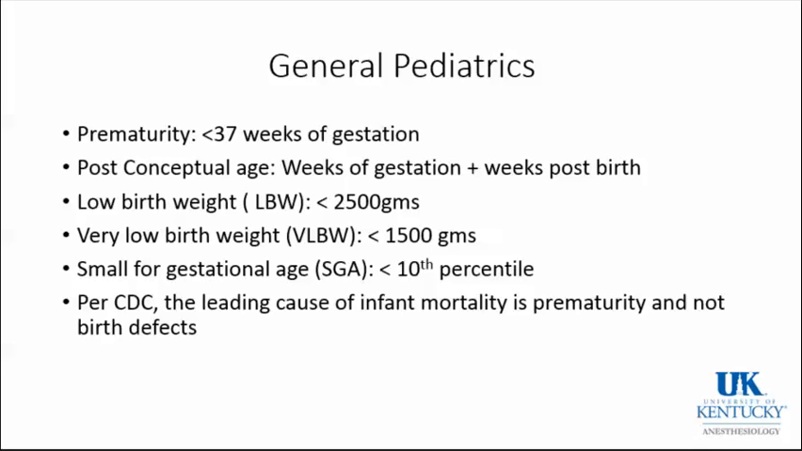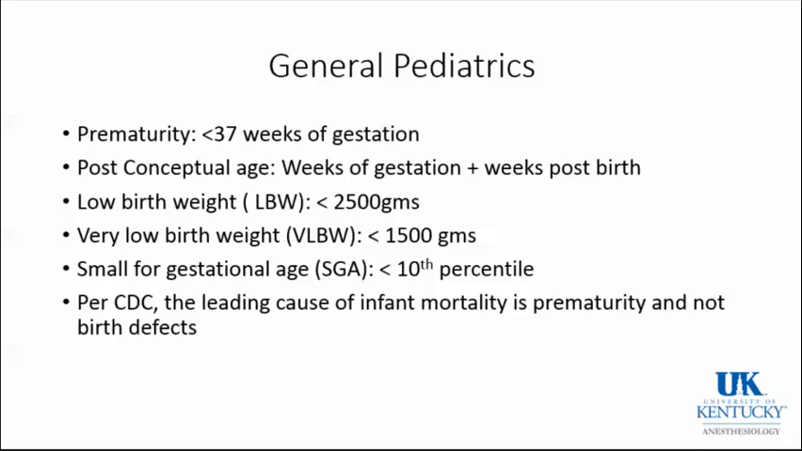A preterm child is any child that's born prior to 37 weeks of gestation. Post-conceptual age is the number of weeks of gestation plus the number of weeks post-birth. So if a child is born around 30 weeks of gestation and is 4 weeks old today, its post-conceptual age would be 34 weeks.